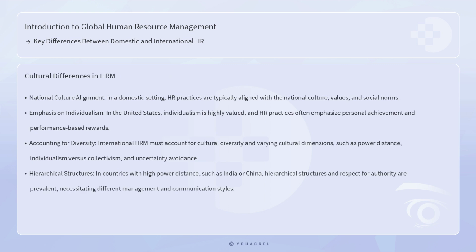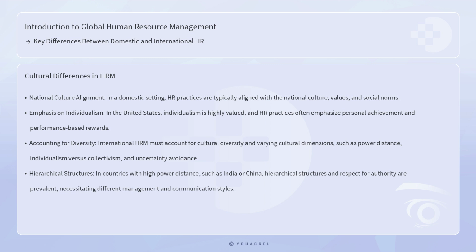Cultural differences also play a significant role in distinguishing domestic HRM from IHRM. In a domestic setting, HR practices are typically aligned with the national culture, values, and social norms. For instance, in the United States, individualism is highly valued, and HR practices often emphasize personal achievement and performance-based rewards.